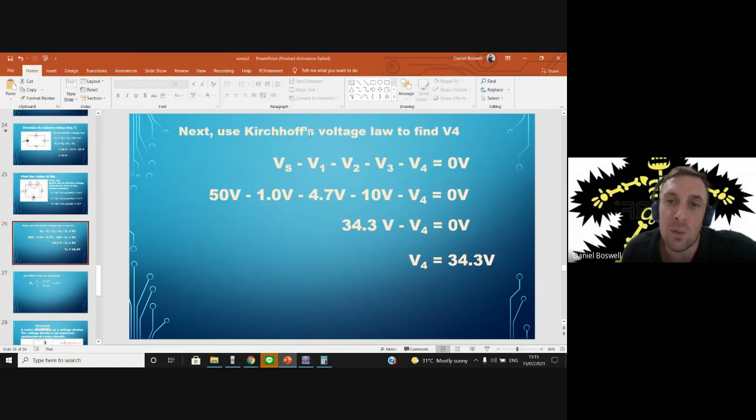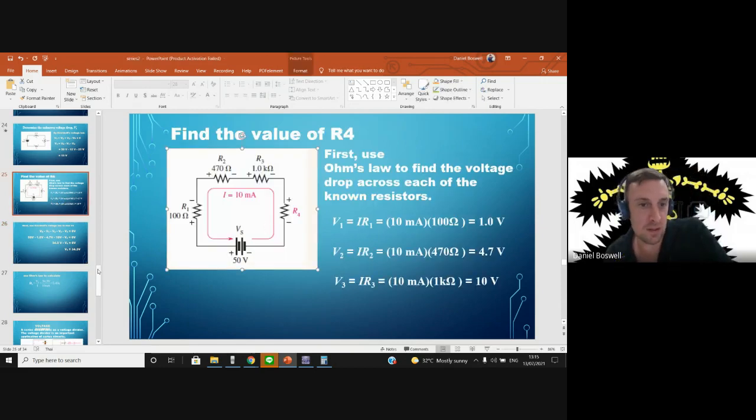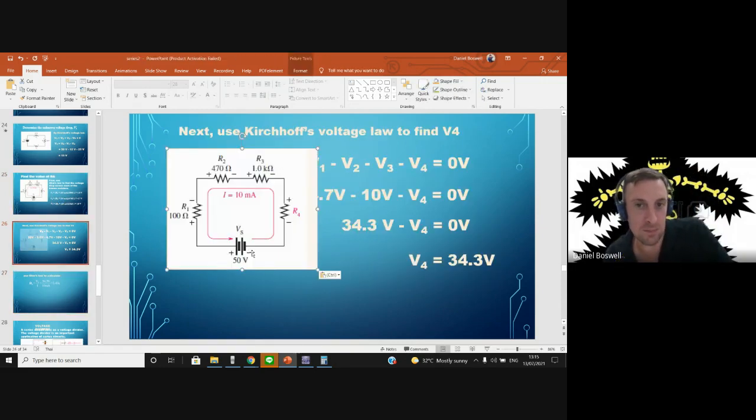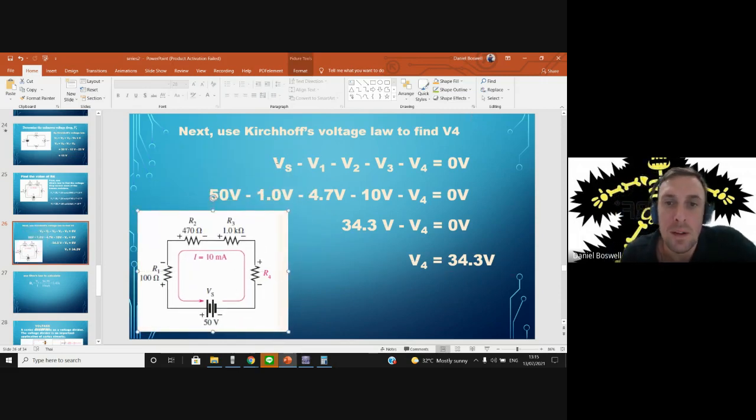So now we're using this part of Kirchhoff's law to find V4. So we have our Vs of 50 volts, and then we worked out the volt drop in R1 is 1 volt. The volt drop in R2 is 4.7. The volt drop in R3 is 10 volts. So now we need to get to 50 volts.